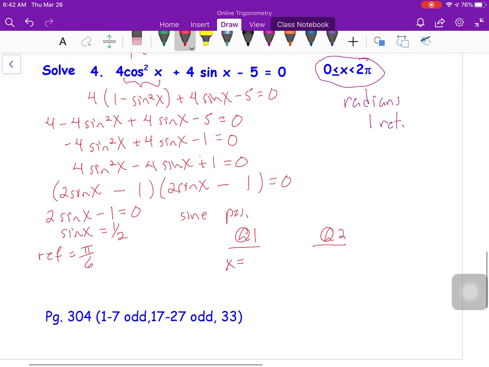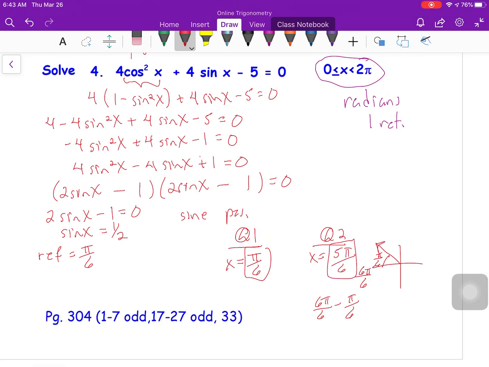Quadrant 1 will be the same as the reference angle, so that's going to be pi over 6. Quadrant 2, well, that's like taking a full pi, which would be 6 pi over 6, and then taking away 1 pi over 6. 6 pi over 6 minus 1 pi over 6 means our quadrant 2 answer is 5 pi over 6. You'll notice once again I didn't have to check, so I boxed them immediately.